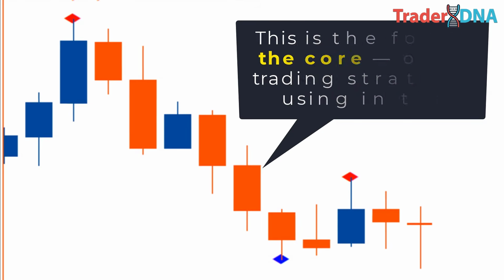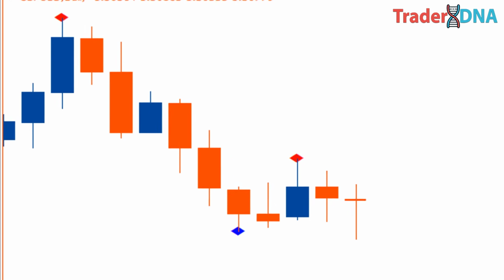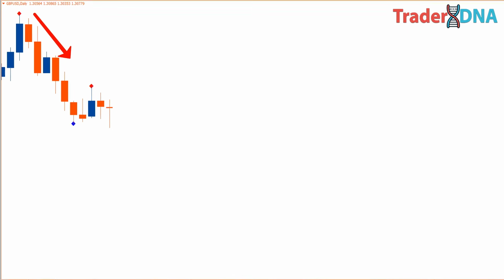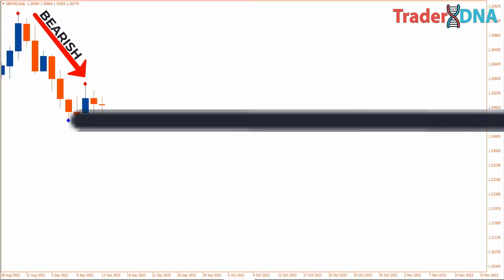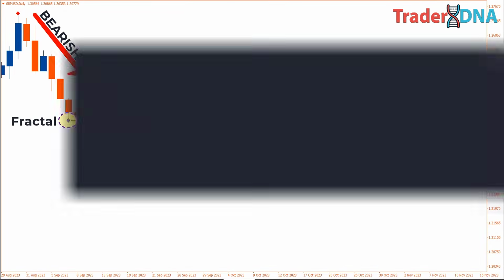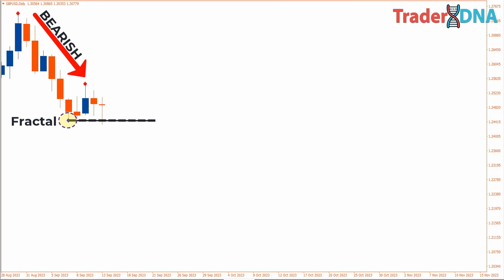Let's start by looking at this chart right here. As you can clearly see, the market is in a strong downtrend. Now, pay close attention. Right here, a fractal arrow pointing down has just appeared. That's your signal to get ready. But don't enter the trade yet. Patience is key. The next step is super important.